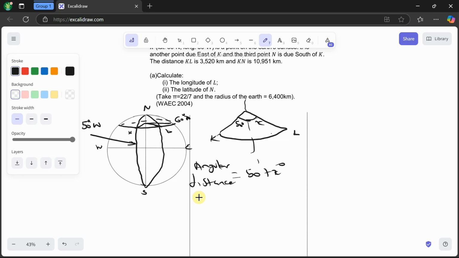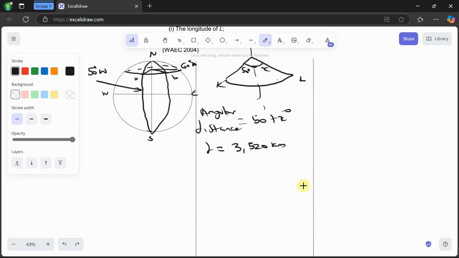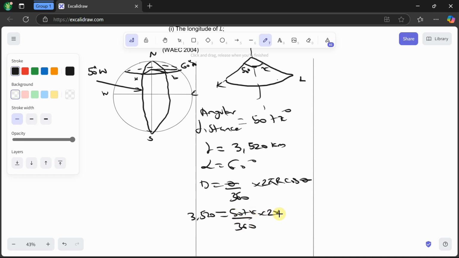Another distance, KL, the d is 3,520 kilometers. And then because it's a distance along the small circle, we will need our alpha. Our alpha is just the angle of the latitude, which is 60 degrees. So we can say d is equal to theta over 360 times 2 pi r cos theta. So that will be 3,520 is equal to (50 plus x) all over 360 times 2 times 22 over 7.